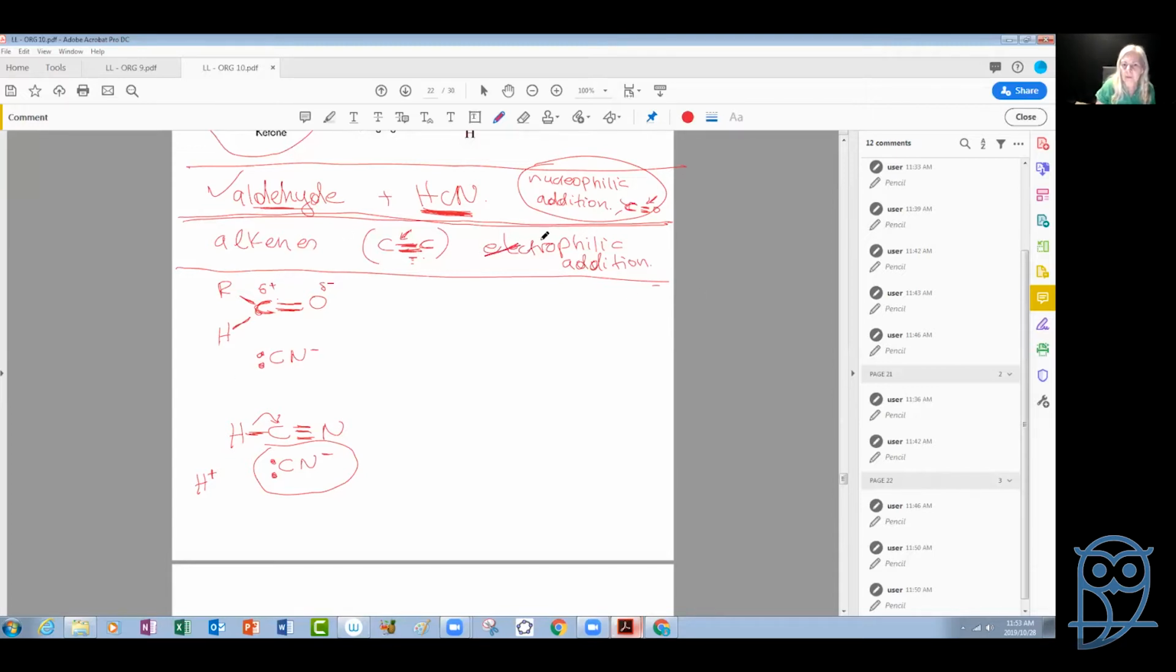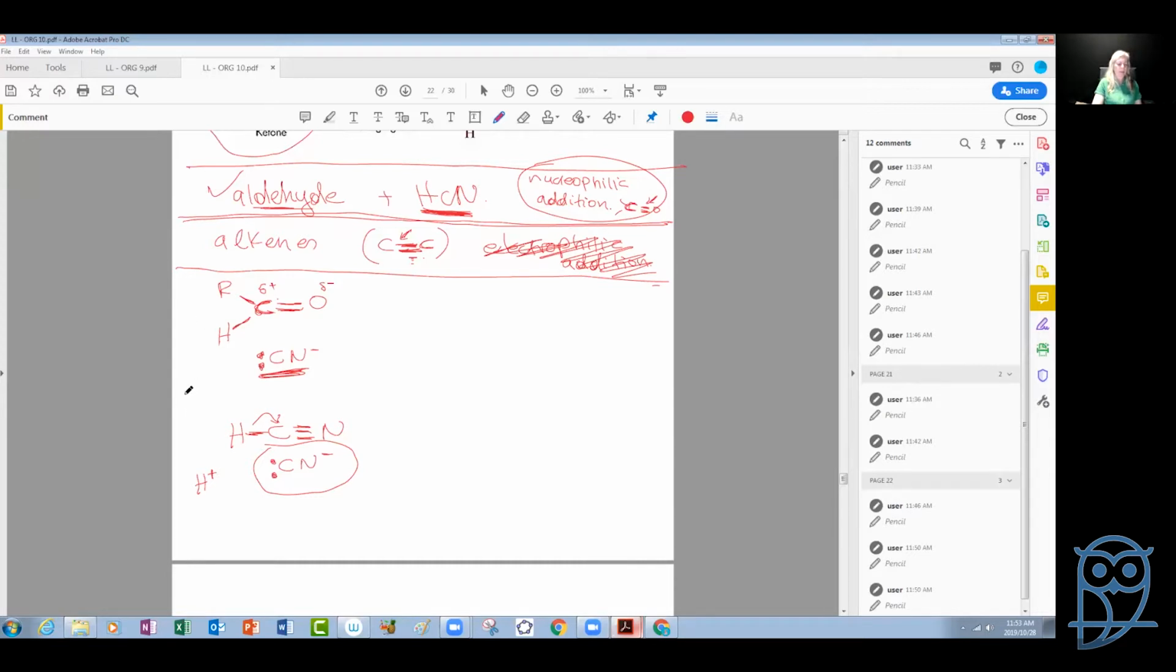Let me remove this electrophilic because I'll keep on saying electrophilic. So this is going to be a nucleophilic addition. Remember, by the way, a nucleophile is a species that has a lone pair of electrons, isn't it? This is our nucleophile, and this is its lone pair of electrons, and we must show it. If they ask for the mechanism, we have to show this lone pair of electrons.